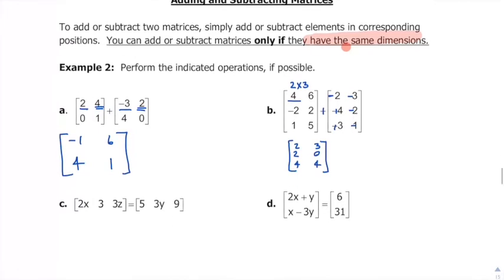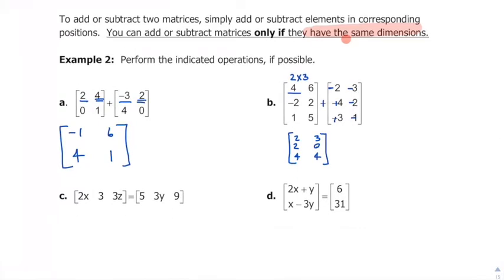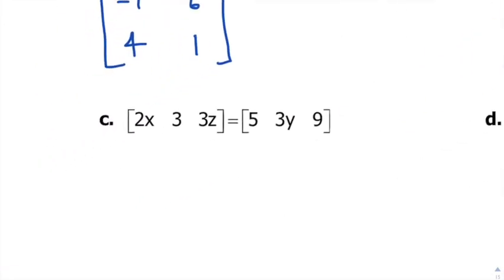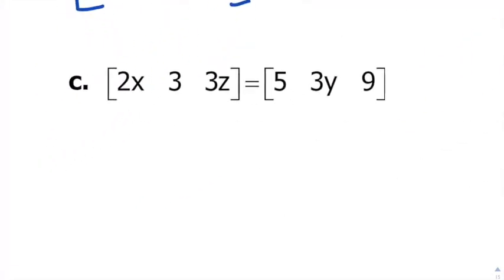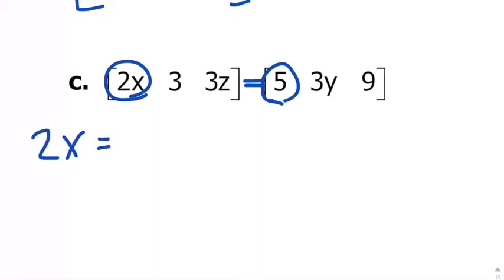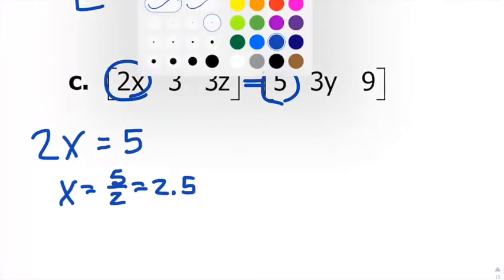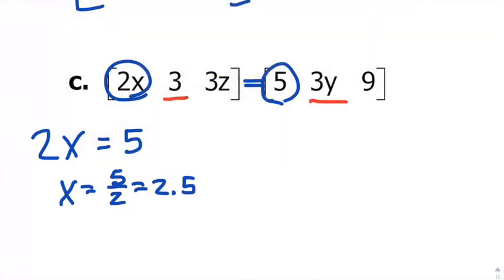Okay, so that's pretty straightforward. Most people don't really struggle with that, except maybe little mental errors, so be careful. Now, sometimes they'll give us equations. If two matrices are equal, each element should be equal to the corresponding element. So the 2x right here should equal 5, which means x is 5 halves, or 2.5. And then for this next one, 3 is equal to 3y.